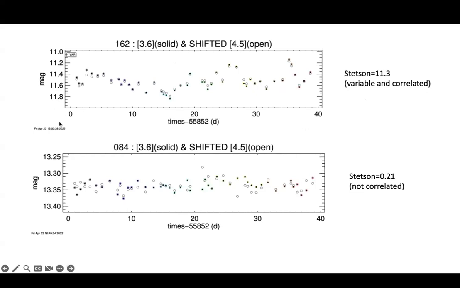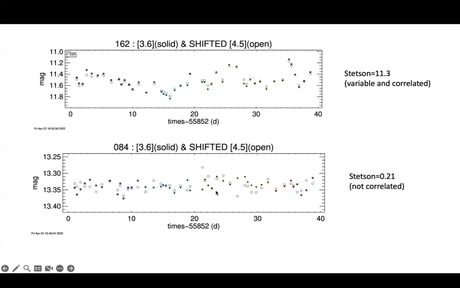So here I have brightness as a function of time. The open circles are IRAC 2 and the solid circles are IRAC 1. The additional colored circles mean that the observations have been paired. In order to make it on the same plot, the 3.6 is plotted at the true value, but the 4.5 microns has been shifted to show up on the same plot. But you see when 3.6 goes down, 4.5 goes down. When 3.6 goes up, 4.5 goes up. Up, down, up, down. Stetson here, the index is 11.3. So this is both variable and correlated.